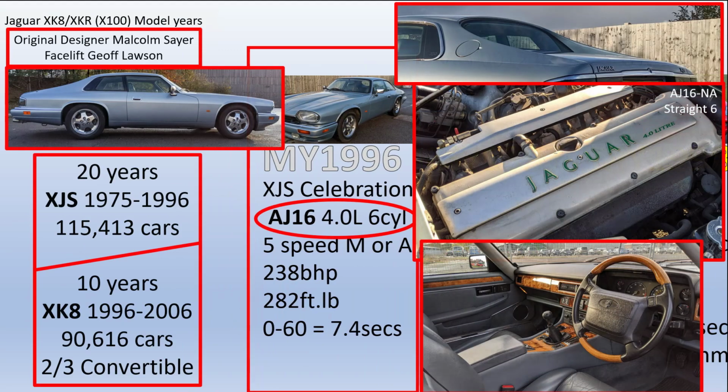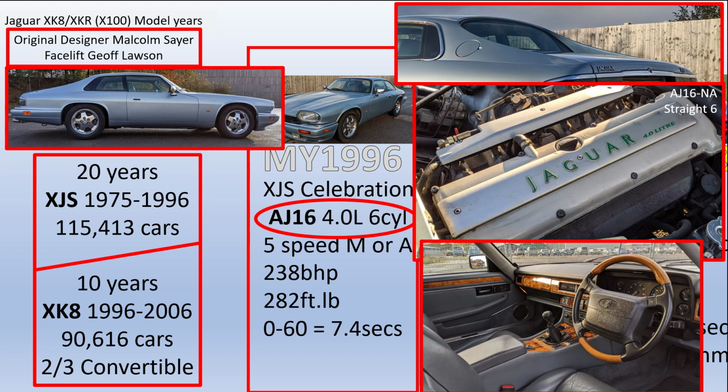Starting at the beginning, pre-XK8, was the XJS, so spending a little bit of time on that. The original design was by Malcolm Sayer, and it was facelifted by Jeff Lawson. It was manufactured for 20 years between 1975 and 1996, and Jaguar made 115,000 of these cars. In comparison, the XK8 was a bit more successful because they manufactured 90,000 XK8s in half the time, two thirds of them convertible.